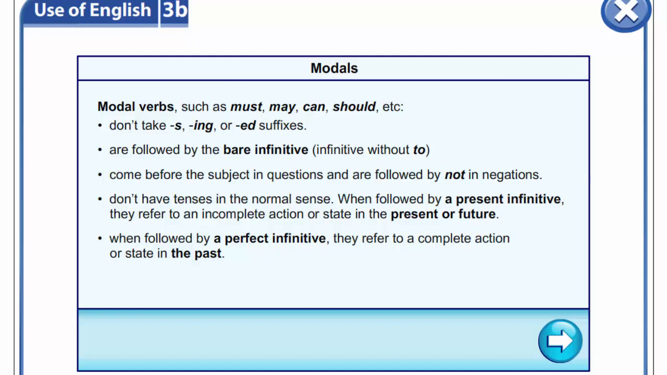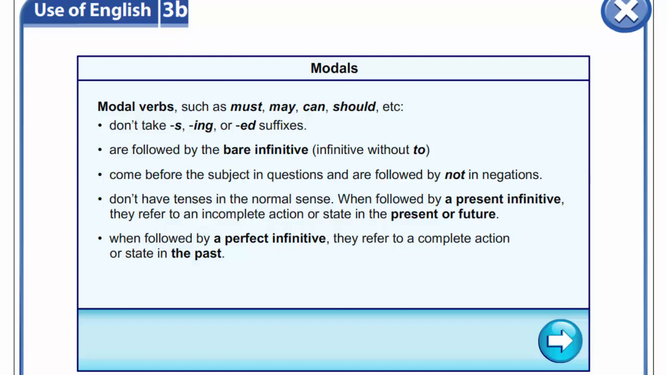Modal verbs such as must, may, can, should, etc. don't take s, ing or ed suffixes, and are followed by the bare infinitive without to. They come before the subject in questions and are followed by not in negations. They don't have tenses in the normal sense.